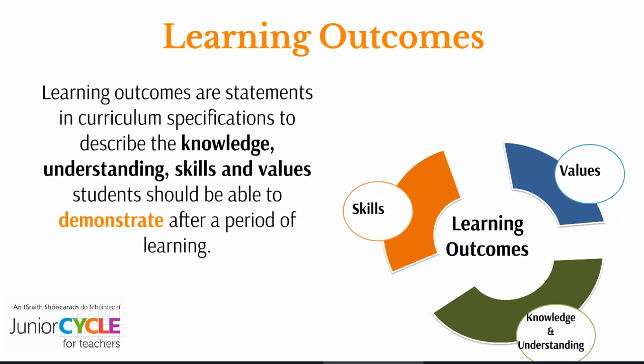The strands are further broken down into learning outcomes. Learning outcomes describe the knowledge and understanding, skills and values students should be able to demonstrate after a period of learning. There are 37 learning outcomes in total for the 3 years of junior cycle business studies.